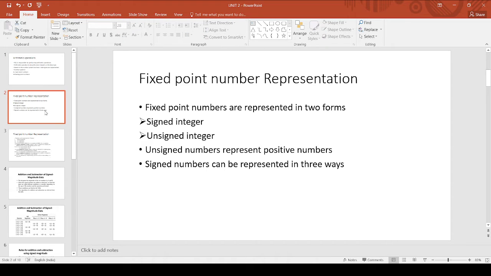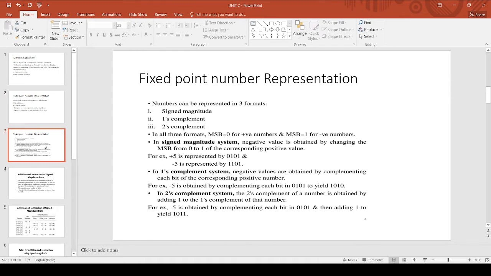The fixed point numbers are represented in two forms. It may be a signed integer or unsigned integer. The unsigned numbers represent positive numbers. The signed numbers can be represented in three ways: as signed magnitude, in the ones complement method, or in the twos complement method. In all three formats, the most significant bit is 0 for a positive number and the most significant bit is 1 for negative numbers.